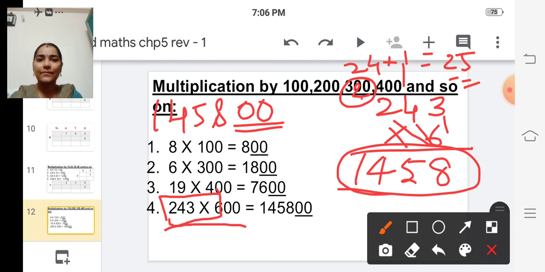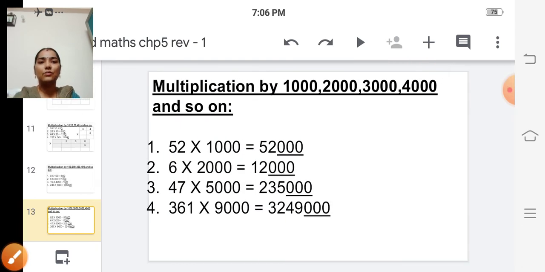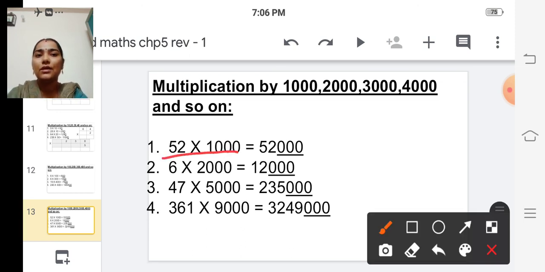Is it clear children? Yes. So similarly we will see multiplication by 1000, 2000 and so on till 9000. Okay. So if we multiply a number by 1000, what do we have to do? We have to write the number and put how many zeros? 3 zeros at the end. Okay. See the first one, 52 into 1000. So we write 52 as it is and put 3 zeros at the end.